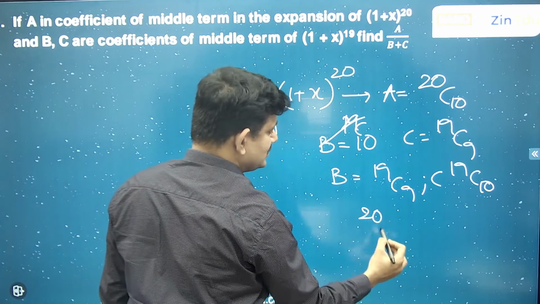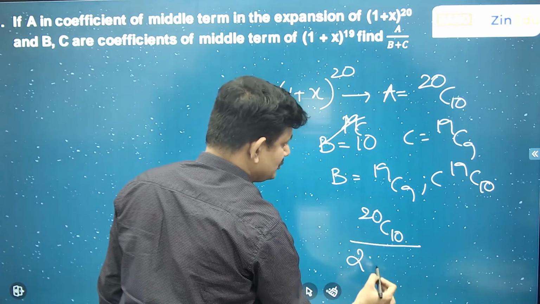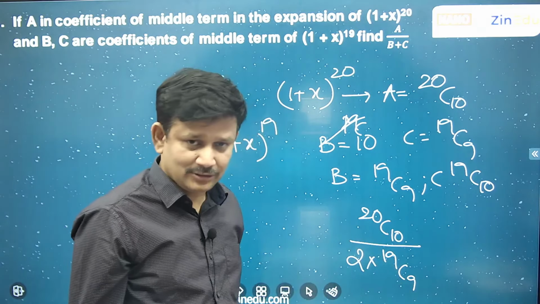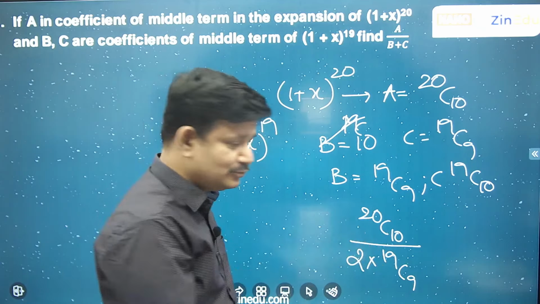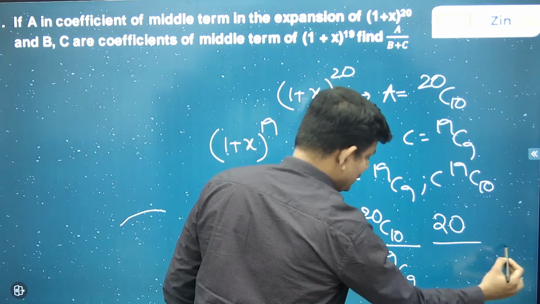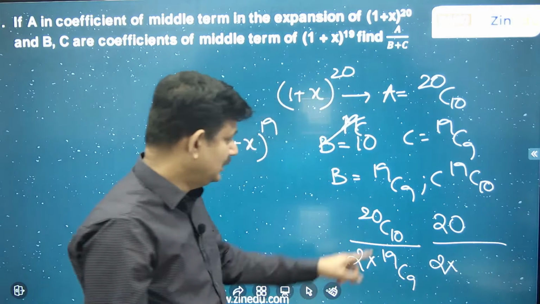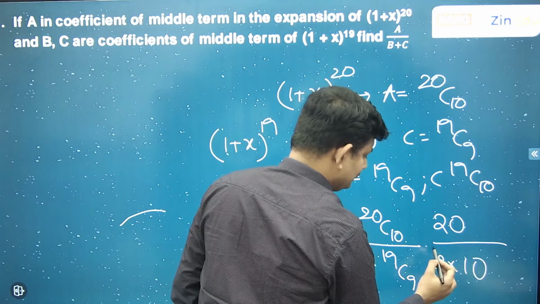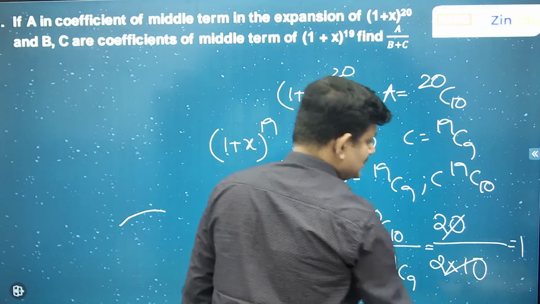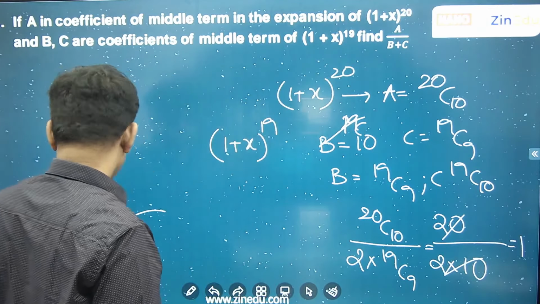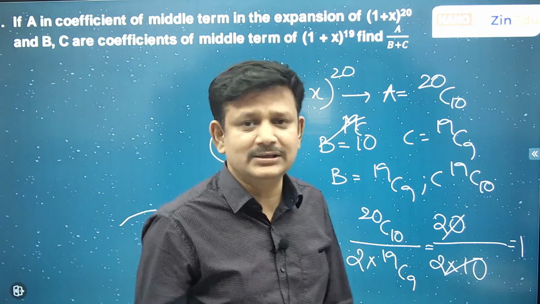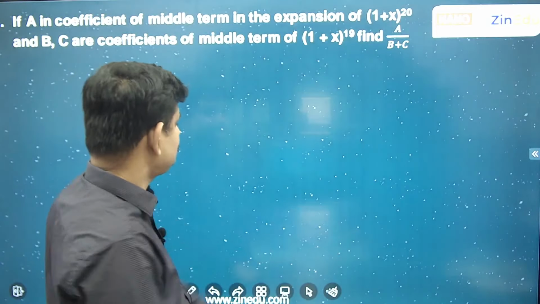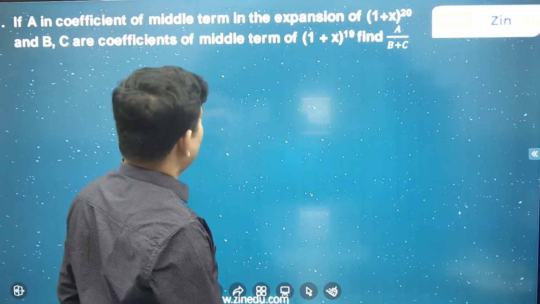A is what? 20C10 by 2 times 19C9. 10 factorial, 10 factorial gets cancelled, denominator 19 factorial, numerator 20 factorial, 20 remains. 2 you have, denominator you have 10 factorial, numerator you will have 9 factorial, 10. This ratio is 1. As simple as that. So note the calculations here, not a conceptually difficult question, a very easy question. Let's look at the next question.